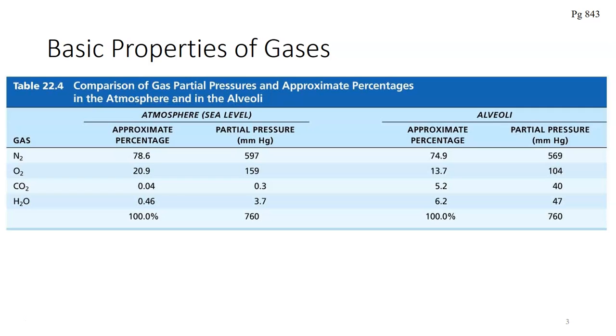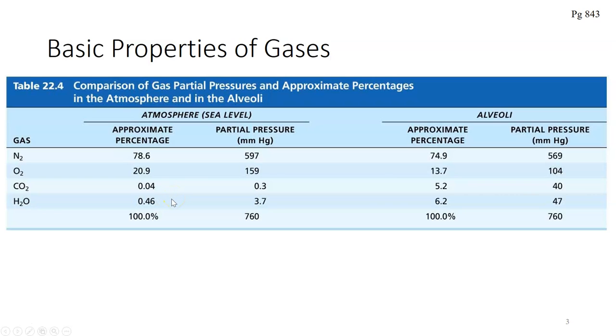In this table, we can see a breakdown of atmospheric gases. On the left-hand side, we have the type of gas: nitrogen, oxygen, carbon dioxide, and water vapor. We see the approximate percentage of each gas in the atmosphere. Nitrogen being the majority gas at 78.6%, oxygen at approximately 20.9%, carbon dioxide at 0.04%, and water vapor at 0.46%. These numbers can vary within certain margins.